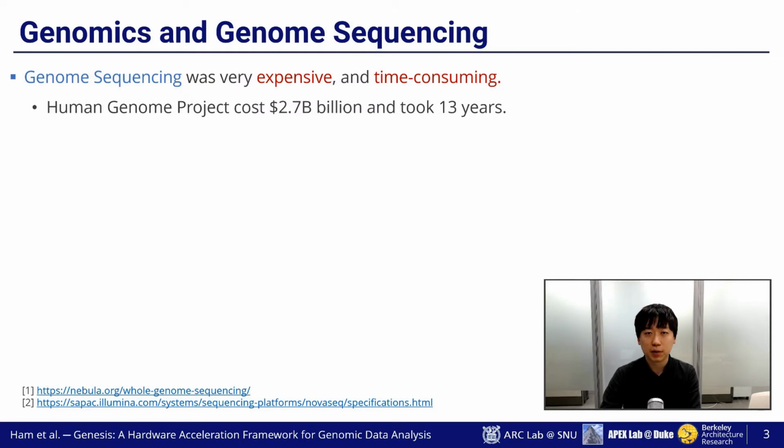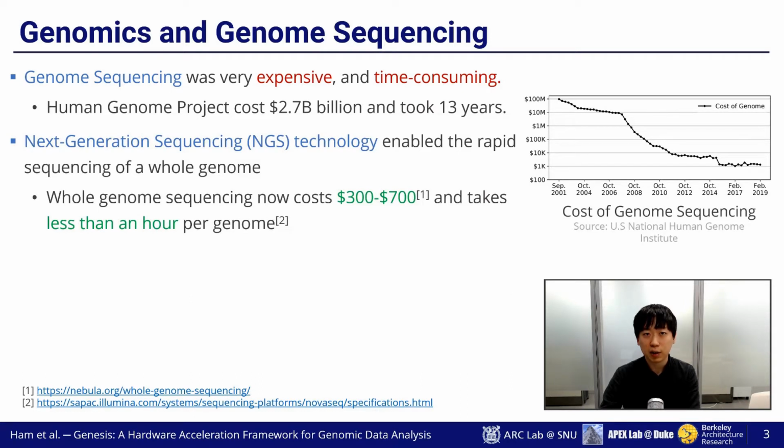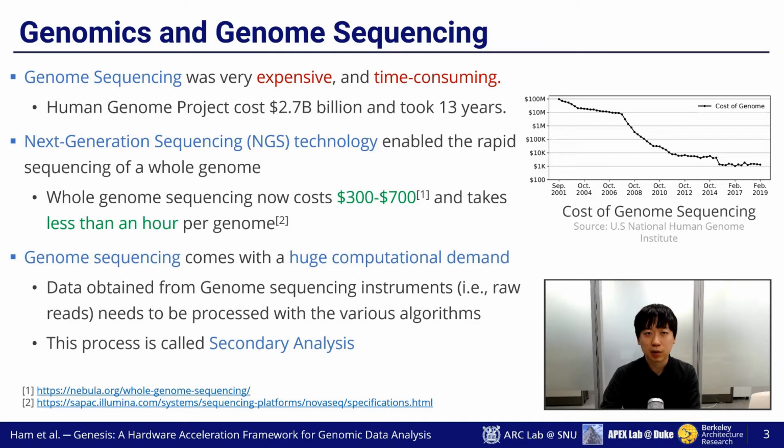Genome sequencing was very expensive in the past. For example, the Human Genome Project started in 1990, took 13 years, and cost $2.7 billion. However, the cost of genome sequencing has rapidly decreased over the last 20 years due to the advancements of wet lab sequencing technologies. Nowadays, a commercial genome sequencing service only costs about $300 to $700, and the throughput of a single genome sequencing machine exceeds 1 genome per hour. Such a huge reduction in genome sequencing cost resulted in a rapid increase in the amount of genome data. Naturally, the computational demand to process such genome data has sharply increased as well.